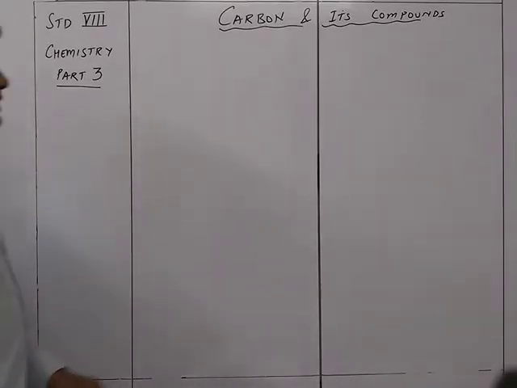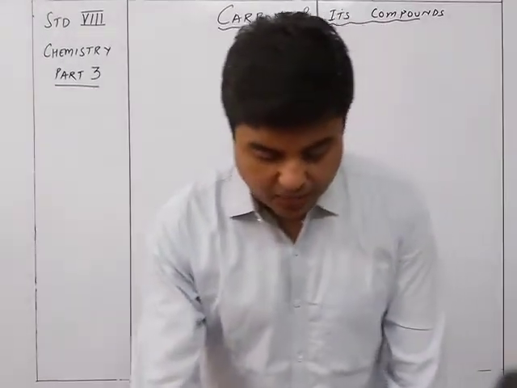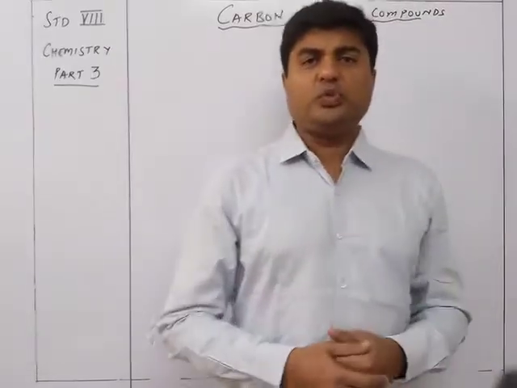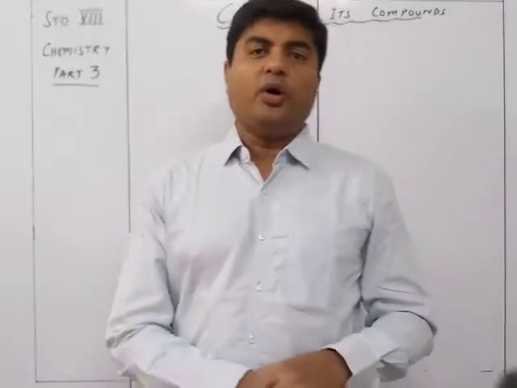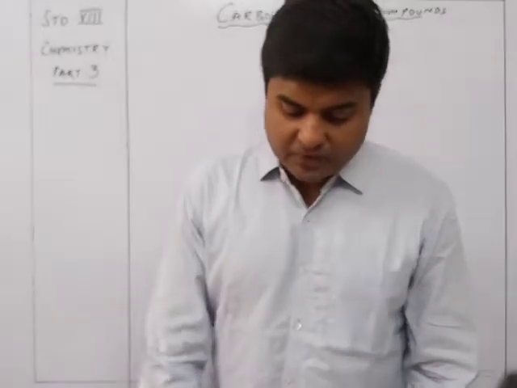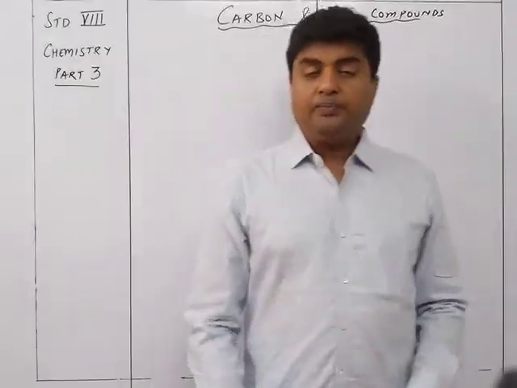So we continue with the carbon compounds, and now we are going to study the amorphous forms of carbon. See, in the previous two videos we saw the crystalline forms of carbon, that is diamond and graphite, and now we are going to see what the amorphous forms of carbon are.